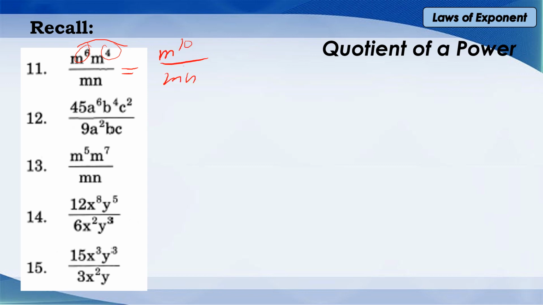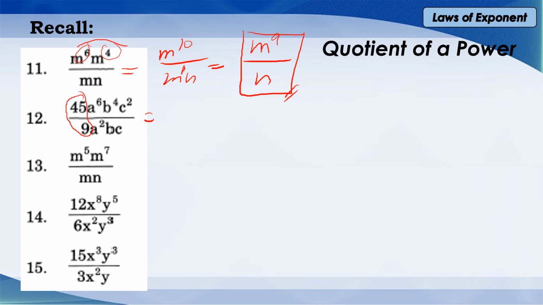Then, since meron siya ditong M sa baba, equals pa natin siya. We have 10 minus 1, kaya siya magiging M raised to 9 over N. This will be our final answer. Kasi meron itong exponent na 1, 10 minus 1, maging 9 na lang. Next, we have 45 A raised to 6, B raised to 4, C raised to 2 all over 9A squared, B times C.